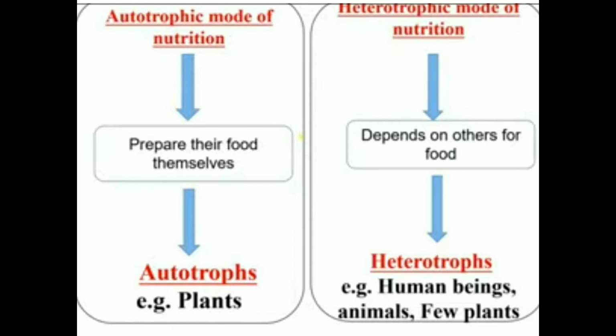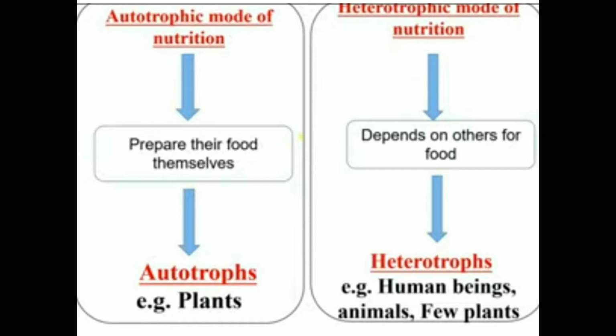Let's understand this diagram. Autotrophic mode of nutrition is one in which organisms prepare their own food themselves. Such organisms are called autotrophs. The example is plants.